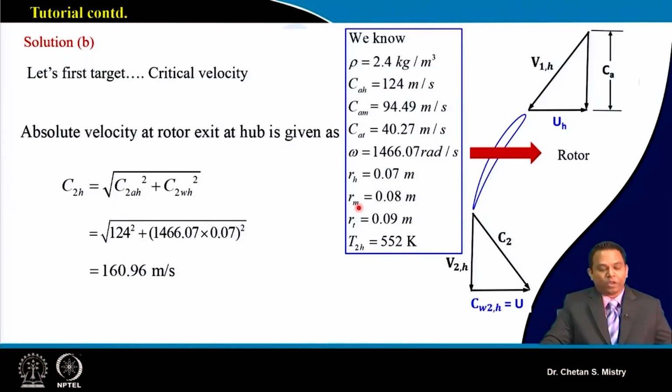Okay. So let's see, very first we are targeting our critical velocity. So this is my velocity triangle, which I can say is at my hub.